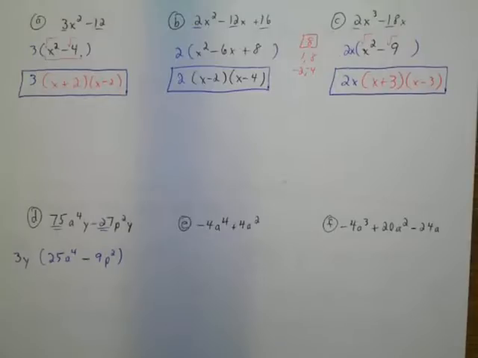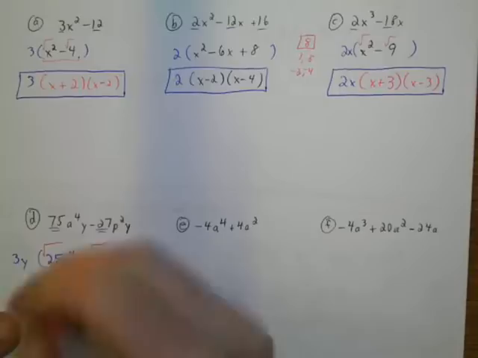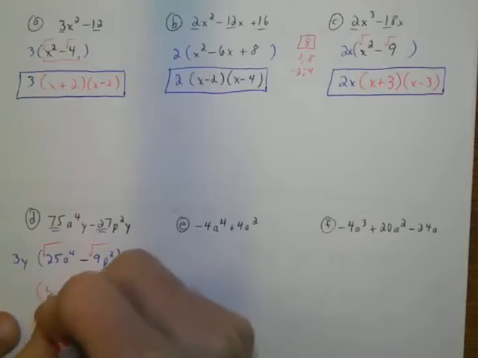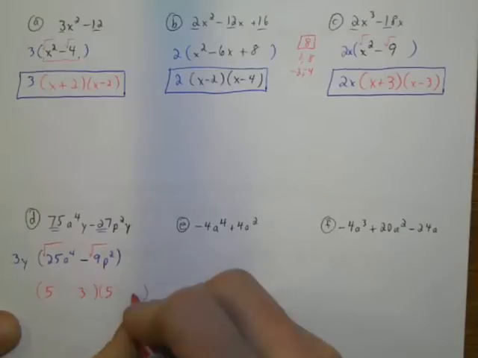And 9 is one of our perfect squares. So what does that give us? That's going to give me a 5 and a 5. This here is going to give me a 3 and a 3. And if you recall, this is similar to one of our more difficult ones.